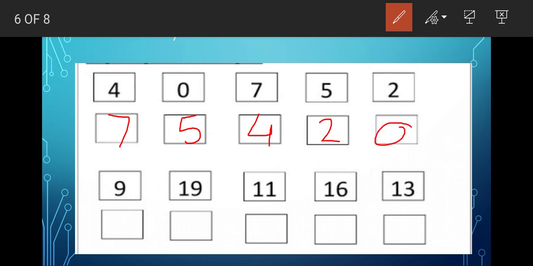So the second one, how are you going to do? Which one will come first? 19 is the biggest number. So 19 came first. Then, yes, very good, 16. Then 13. Very good, children. Then the next number is 11. And the last number is 9. I hope it is clear, students.